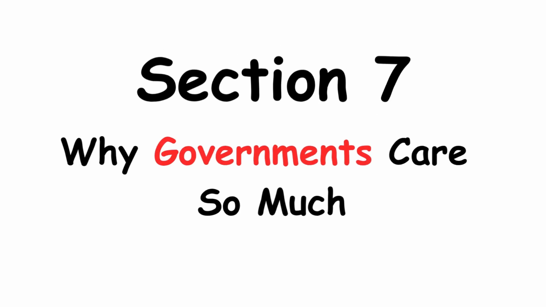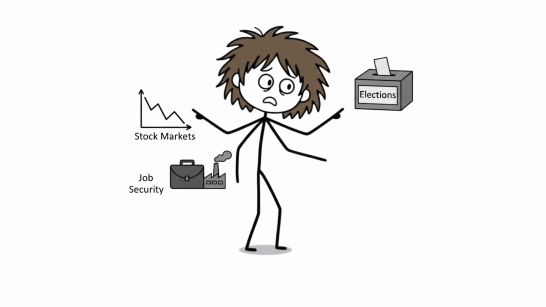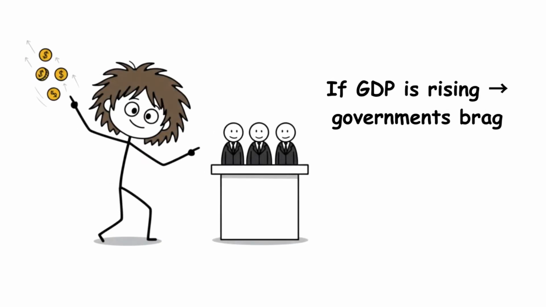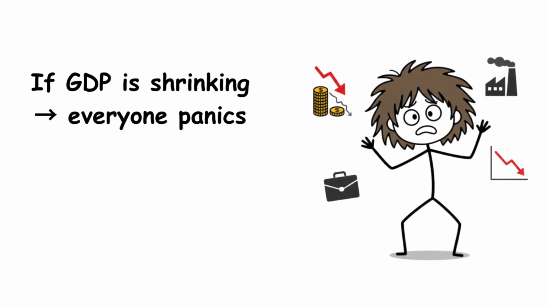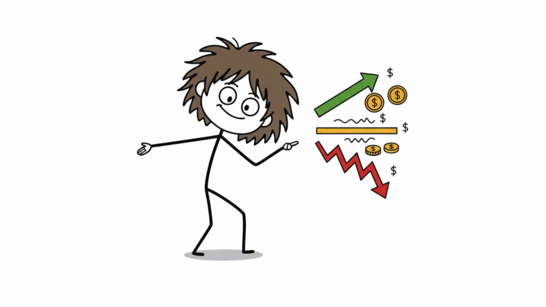Section 7. Why governments care so much? Because GDP is basically a country's scoreboard. It affects everything from elections to stock markets to your job security. If GDP is rising, the government brags. If GDP is shrinking, then everyone panics. And central banks often step in to cut interest rates or boost spending. In short, GDP tells us whether the economy is growing, slowing, or shrinking.